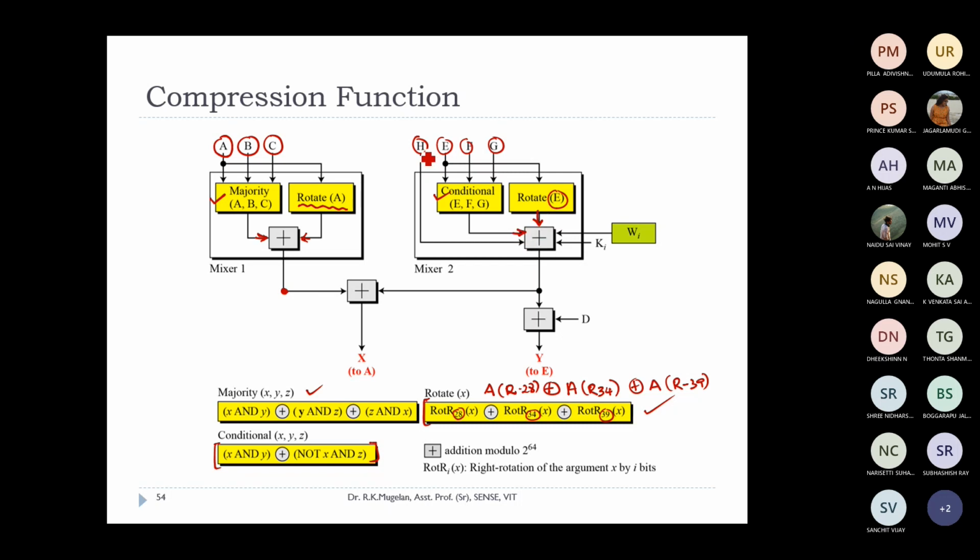In this mixer 2, the H word is again taken and XORed along with the word of that particular round and the round constant K. So here we have a total of 5 inputs being XORed to get the output of mixer 2. If I XOR the values of mixer 1 and mixer 2 directly, I get the value of A for my next round. And if I take mixer 2's output and XOR it with D, because here you have A, B, C, D, then comes E, F, G, and H, I get the new E. So you can see all 8 words have been used to create the new values of A and E.